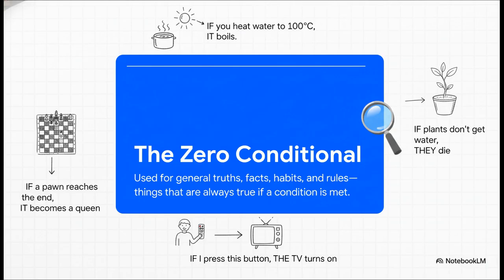So, this nifty grammar rule actually has a name, the zero conditional. We use it for stuff that is 100% guaranteed to happen if a certain condition is met. We're not talking about possibilities or what-ifs here. We're talking scientific facts, basic rules, or even just those habits you have that are totally predictable.